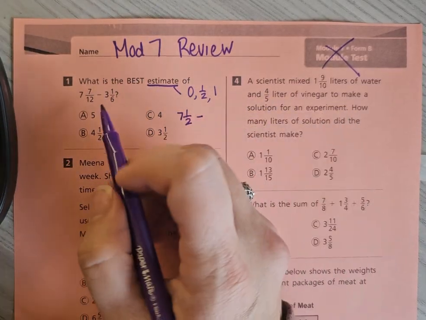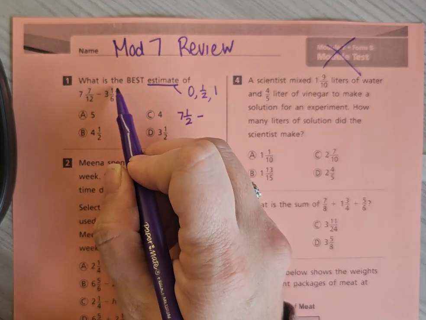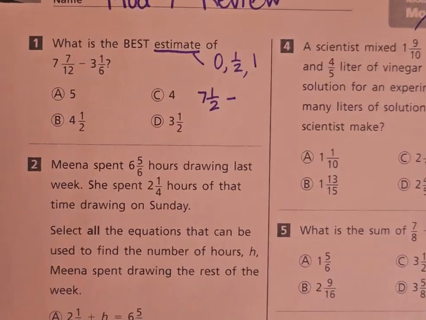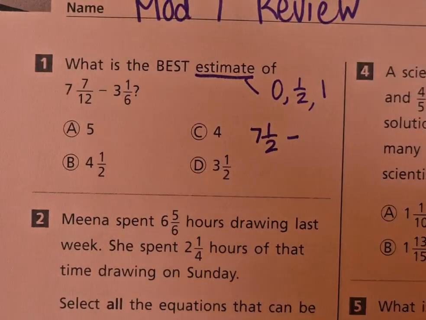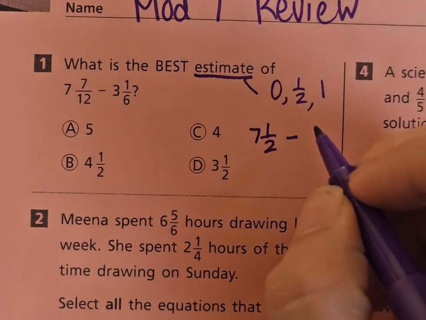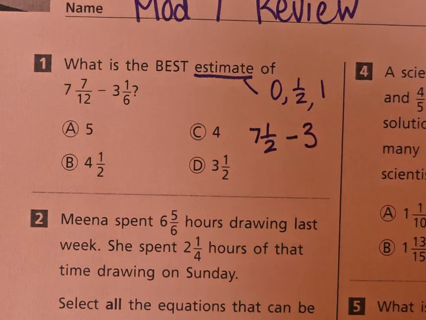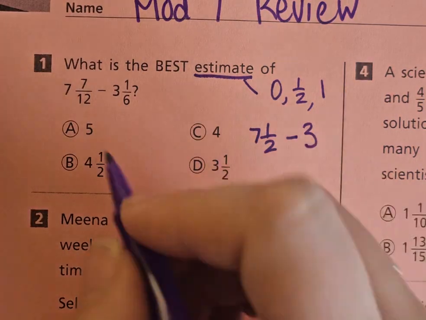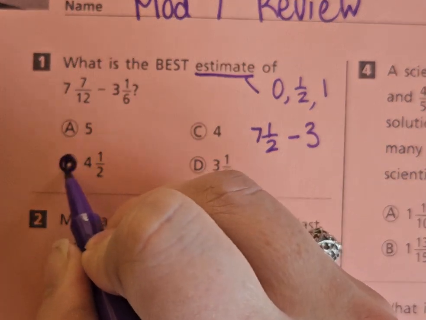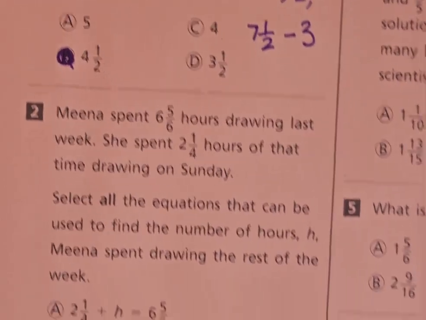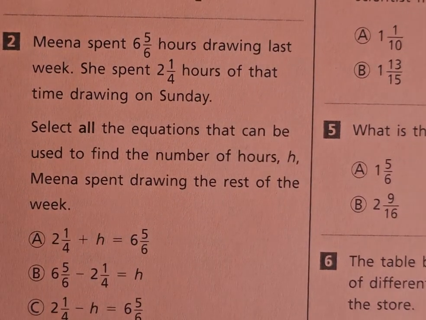Minus, and then 3 and 1/6. So looking at this 1/6 fraction, let me zoom in a little bit. This 1/6 fraction, it should benchmark to 0 because 1/6 is almost nothing. Okay? So then we just have 7 minus 3, which is 4.5. Okay? Number 2.